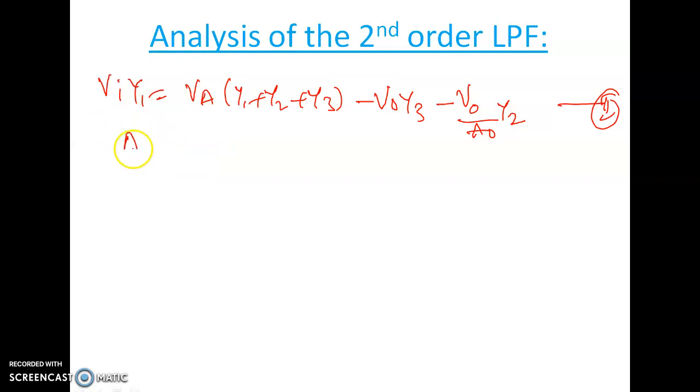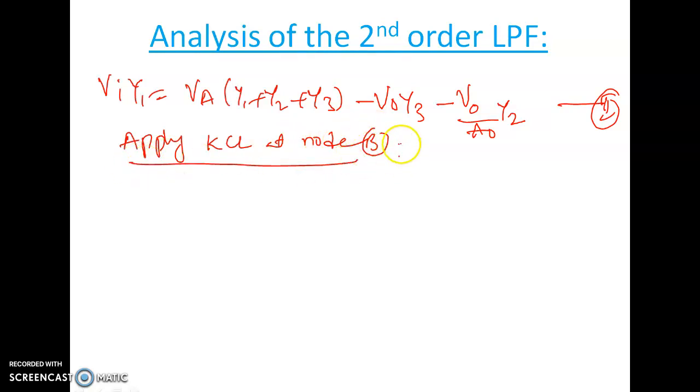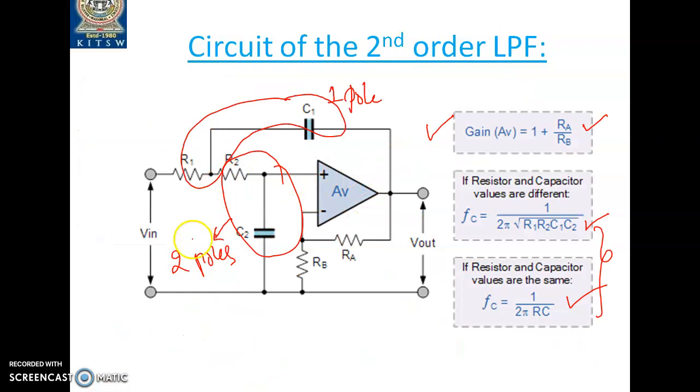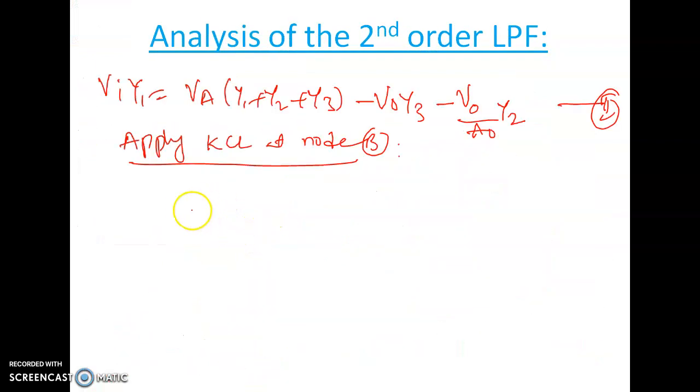Next, we are going to apply KCL at another node. What is the other node? Node B. So if you apply it at node B, see the circuit and tell. You will have only one current entering, right? That is (Va minus Vb) into Y2 is equal to Vb into Y4. The same thing I am writing: (Va minus Vb) into Y2 is equal to Vb into Y4.